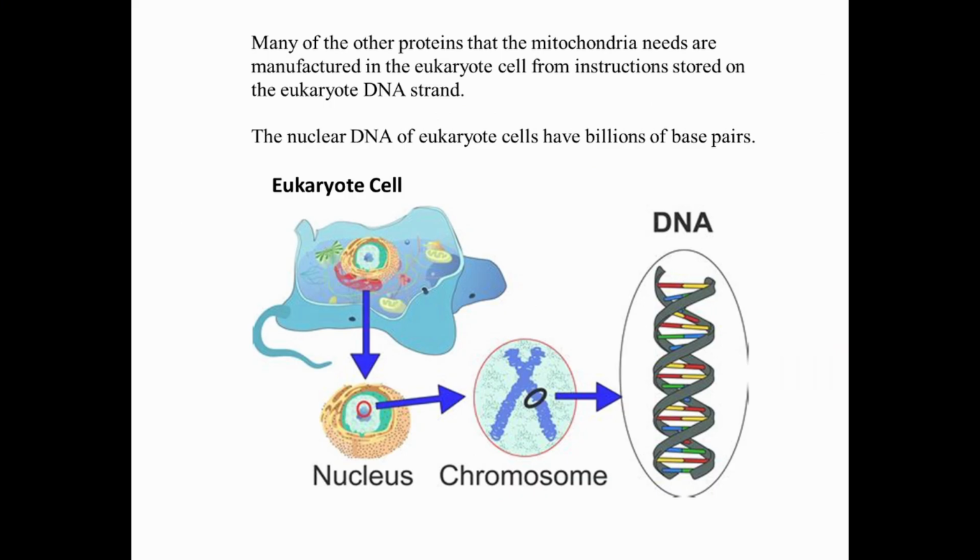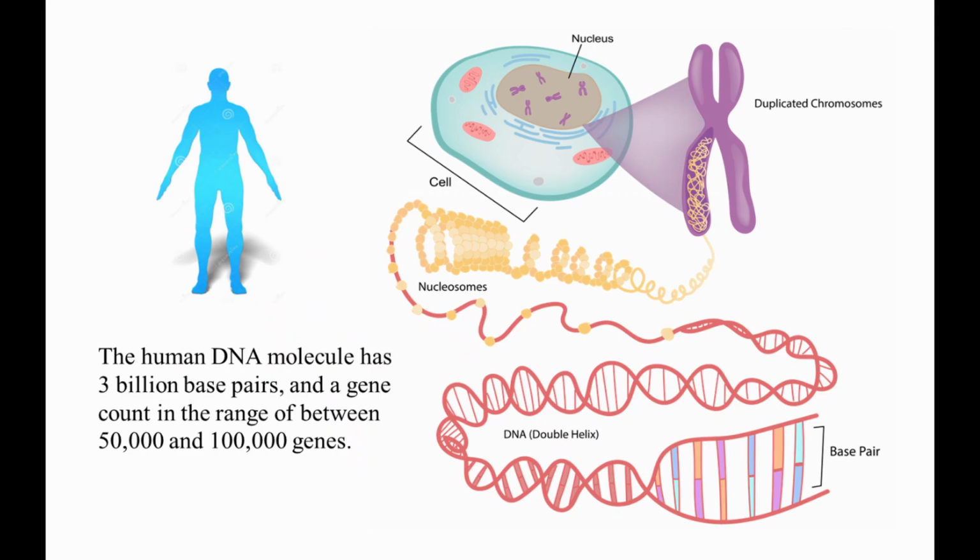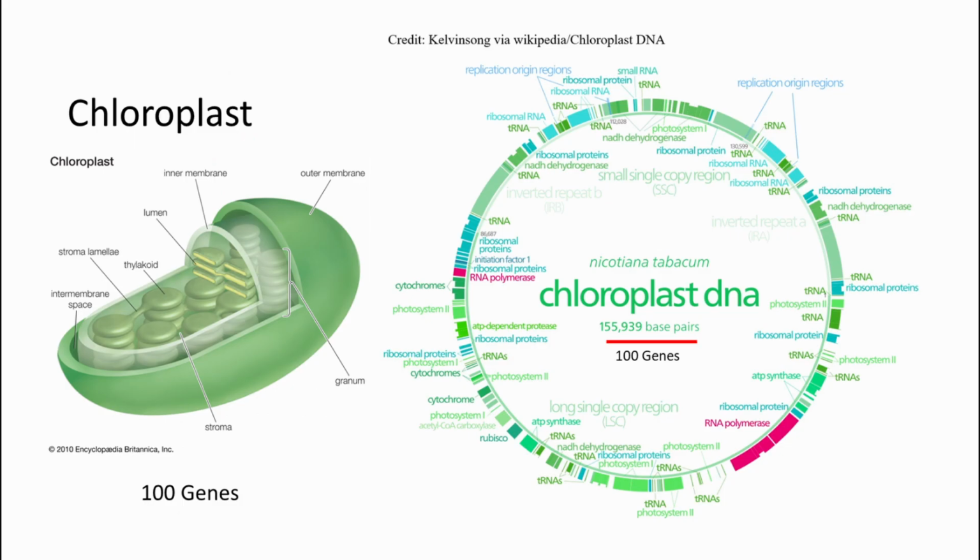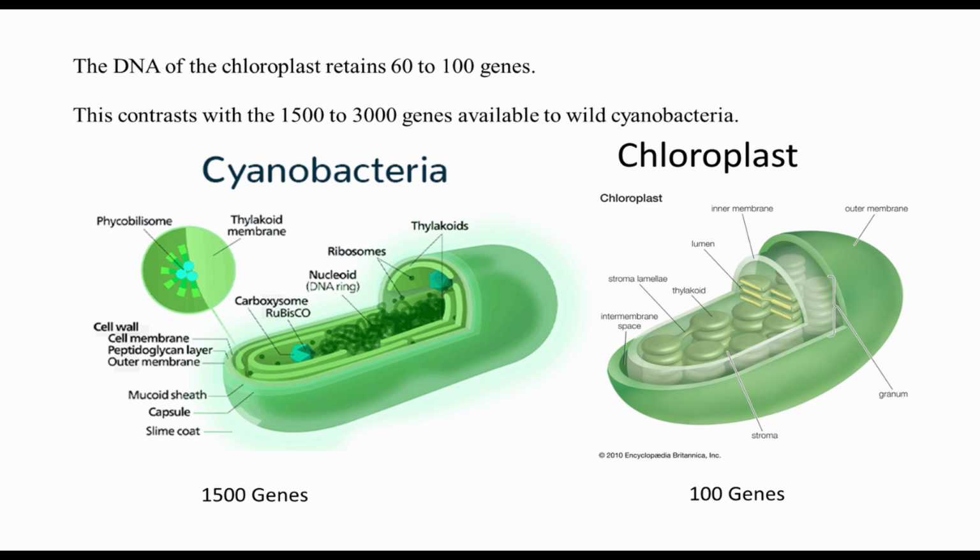Many of the other proteins that the mitochondria needs are manufactured in the eukaryote cell, from instructions stored on the eukaryote DNA strand. The nuclear DNA of eukaryote cells have billions of base pairs. The human DNA molecule has 3 billion base pairs and a gene count in the range of between 50,000 and 100,000 genes. The figure shows the DNA of a plant chloroplast, in this case, the tobacco plant. The DNA of the chloroplast retains 60 to 100 genes. This contrasts with the 1,500 to 3,000 genes available to wild cyanobacteria.